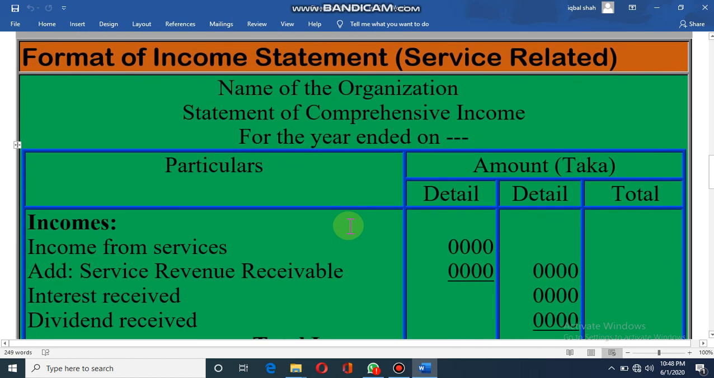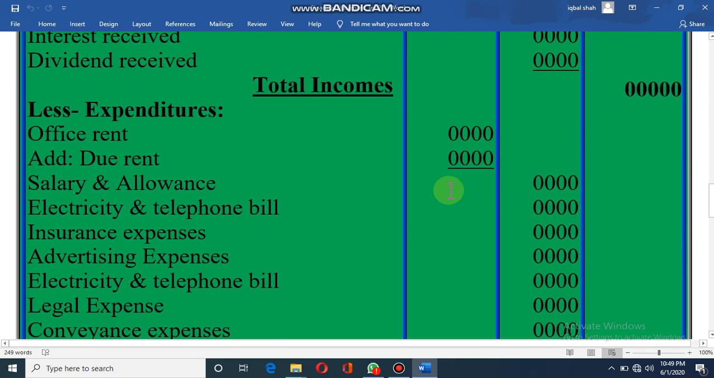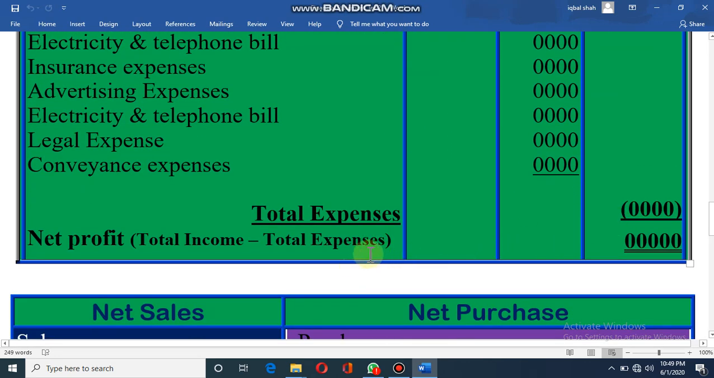Dear student, first, the format of the income statement of a service related organization. Last class we discussed the income statement of a service related organization. You know that in a service related organization there are only two steps. In the last class, I discussed this in detail. From income, we have to subtract the expense. Then you will find out the profit. Look at income, then total expense, then you will find out the profit.